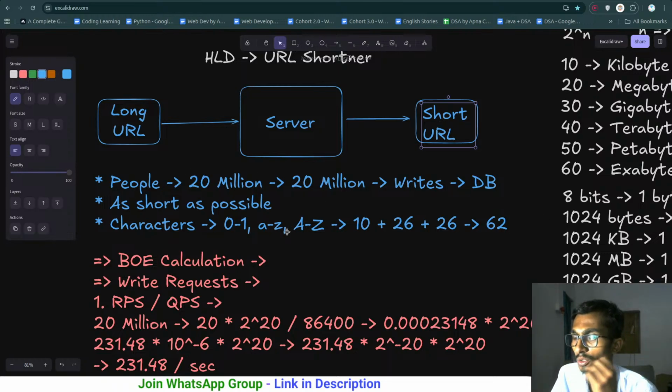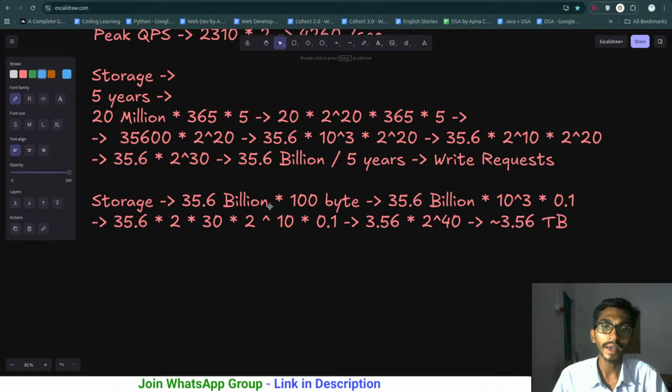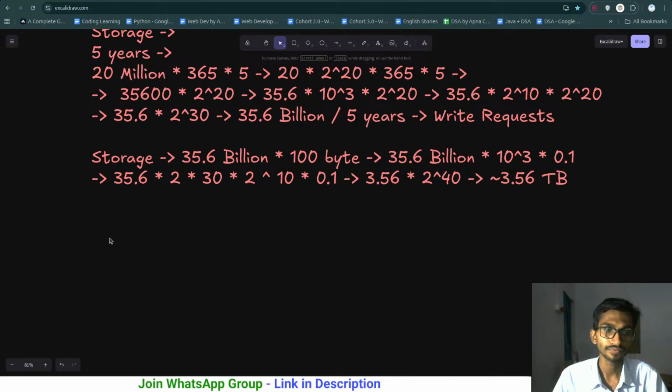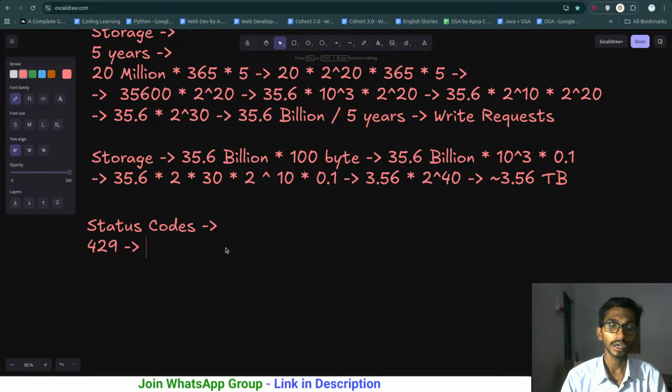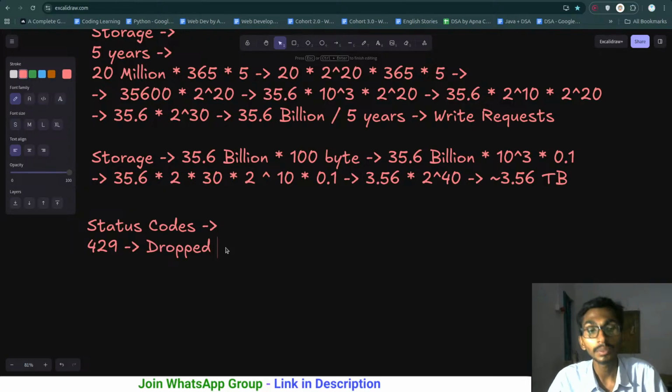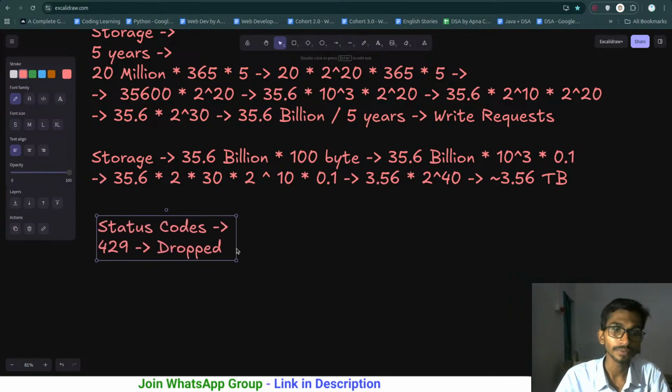So this is how it's gonna be going on, and especially when it comes to redirection, there are few things that I want to talk about. Status codes. When it comes to this, there is something called 429 status code that simply says that your request got dropped. When you are working with rate limiting and you are dropping the request, it will have 429 status code.